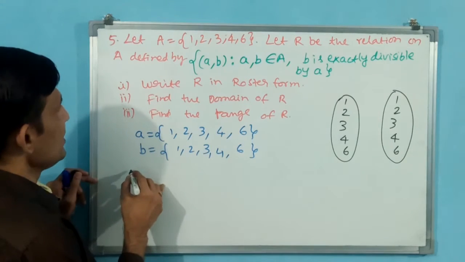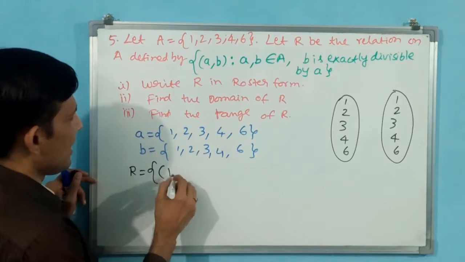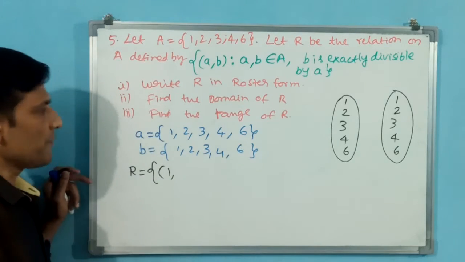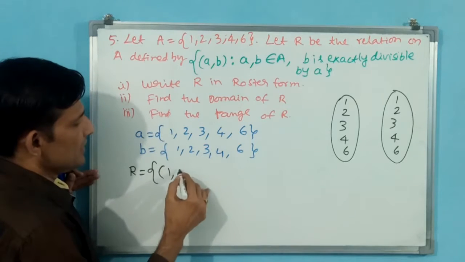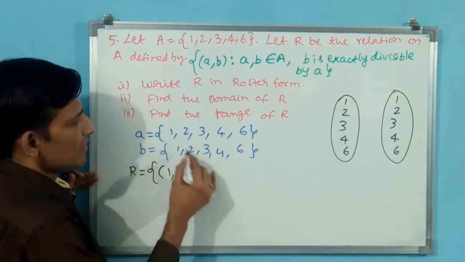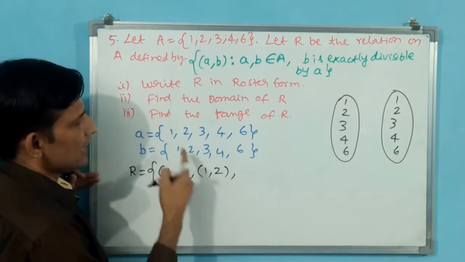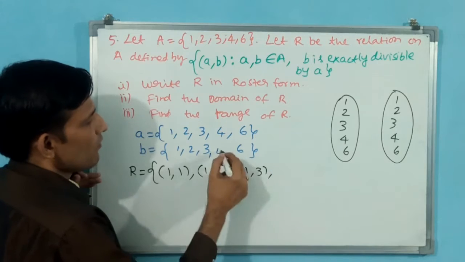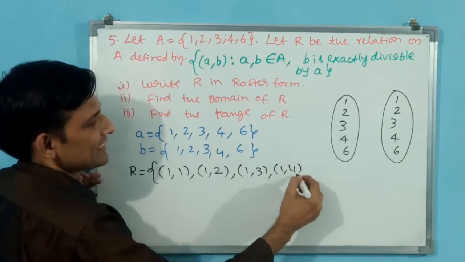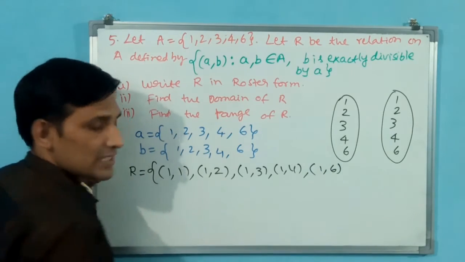See, relation R in roster form. Let me take first a as 1. Okay. Is 1 divisible by 1 or not? Yes, divisible. Then you take (1, 1). Is 2 divisible by 1 or not? Yes, divisible. You take (1, 2). Is 3 divisible by 1? Yes. 4 is also divisible by 1. 6 is also divisible by 1. You understand the concept?